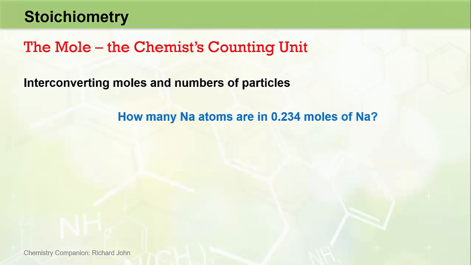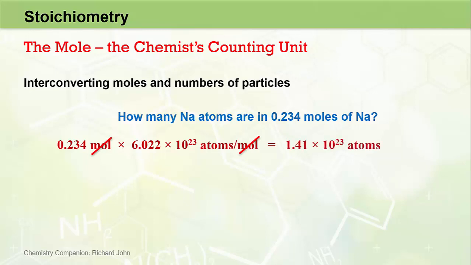So here's a typical problem you might get in chemistry. How many sodium atoms are in 0.234 moles of sodium? In order to answer this, we take 0.234 moles and we multiply it by Avogadro's number. And it's interesting to note the units here. 0.234 moles times 6.022 x 10^23 atoms per mole. And we see that the moles cancel out, leaving us with 1.41 x 10^23 atoms, a huge number of atoms.